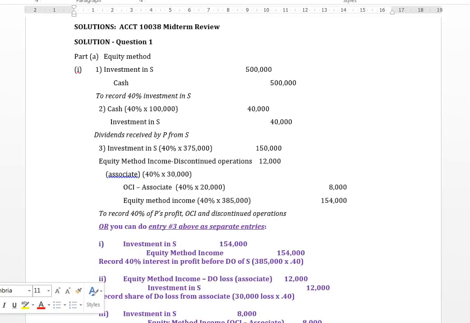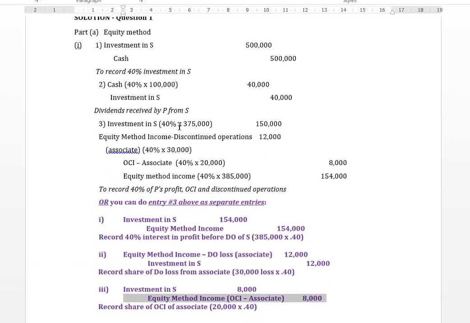So now, if we go back to the solution, we have an entry here that's going to debit the equity method income based on our relationship with the associate because of its discontinued operations loss for $12,000. Don't forget the entire amount of DO loss was $30,000. P is just picking up its share. Because there was an unrealized gain on S's books, P is going to pick up its share, which is 40% of that OCI unrealized gain, which gives it $8,000 in total.